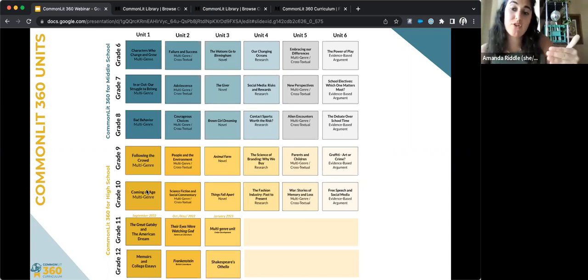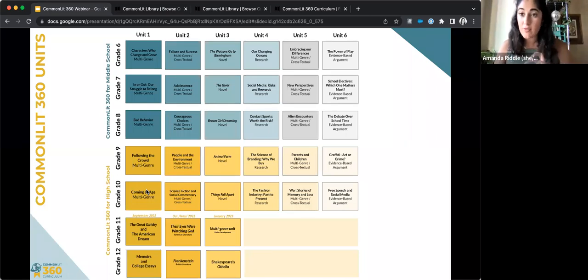So you know that even though you are working on different standards and have different content, that final goalpost for Unit 1 is the same. And that's where that vertical alignment piece comes in. Unit 2 turns up the rigor a little bit and moves from single text literary analysis to cross-textual analysis.